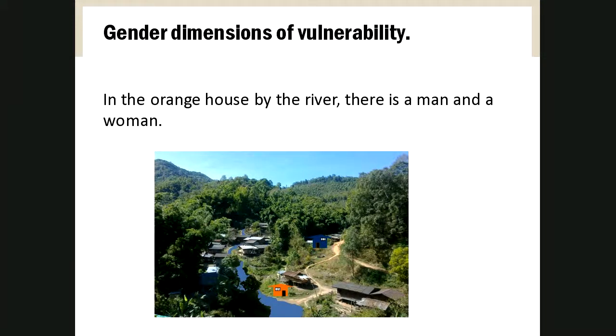So the dimensions of gender really have to be taken into consideration. You can't just say, let's focus on the orange house because they're more vulnerable to the flood. We have to look more into the context and ask what it is about that orange house that we have to be looking at. What do we need to understand in order to decide what we have to be doing?